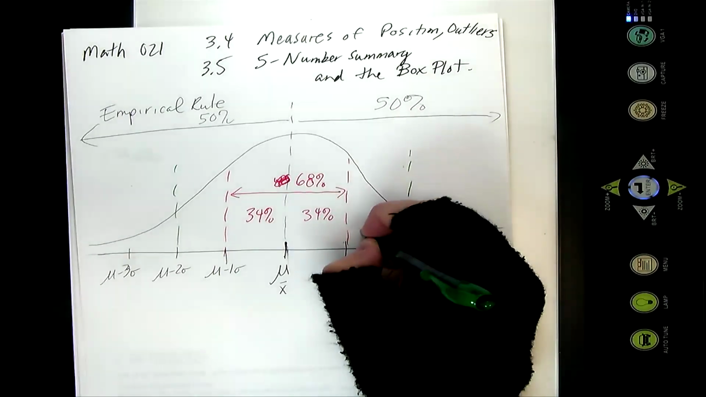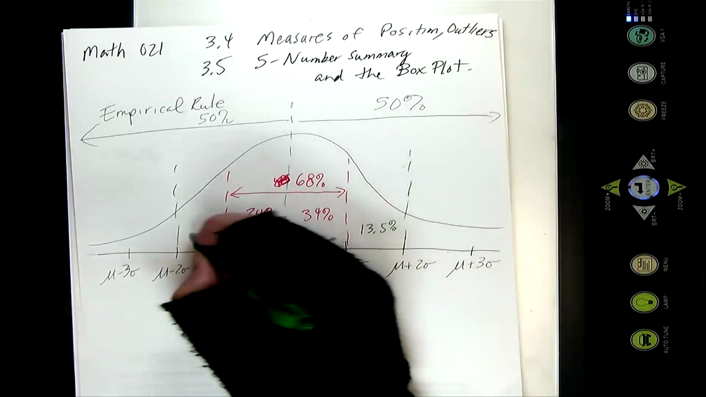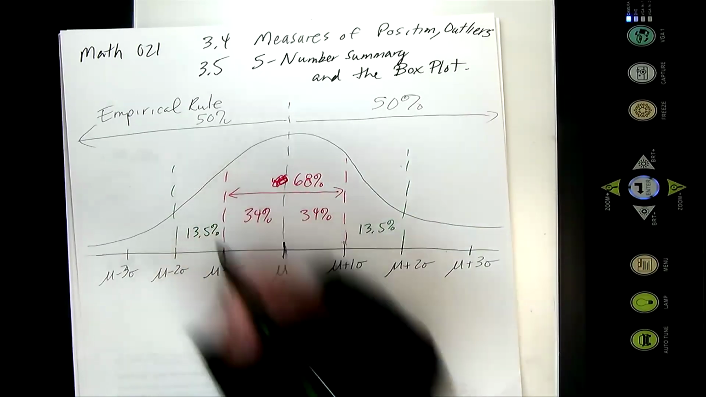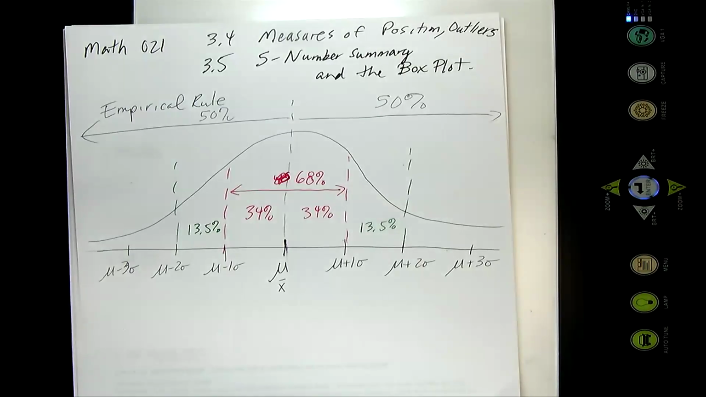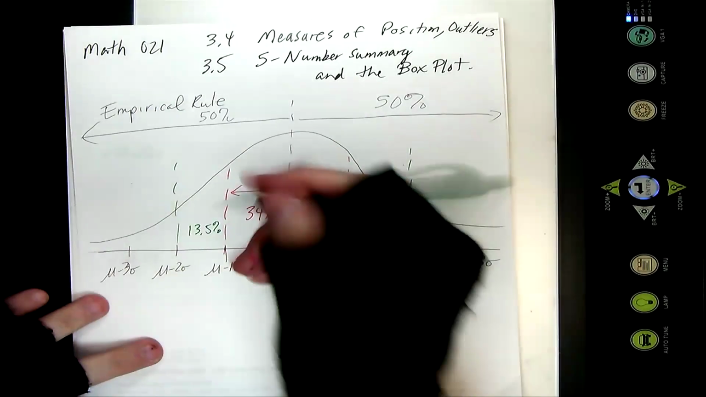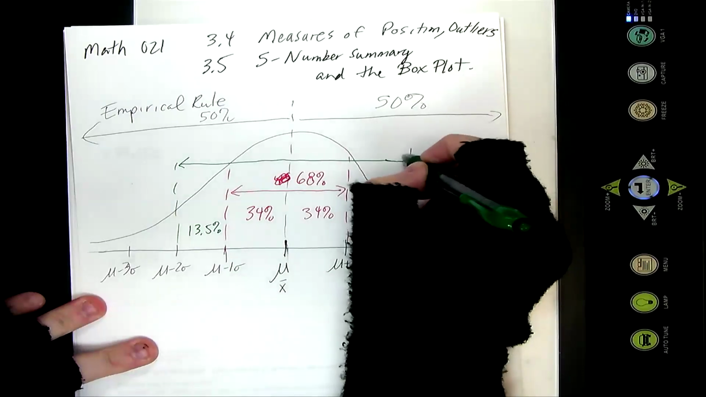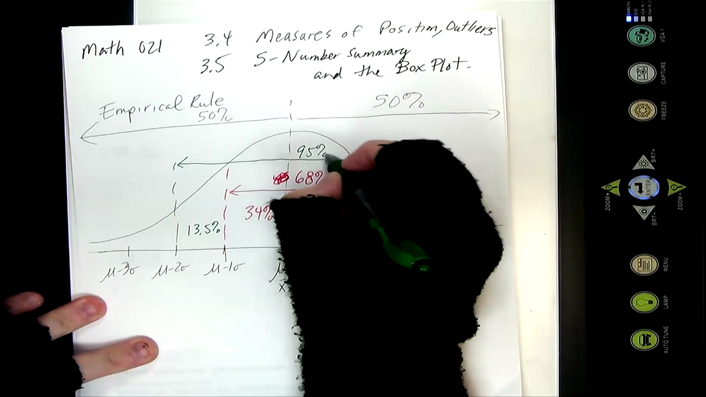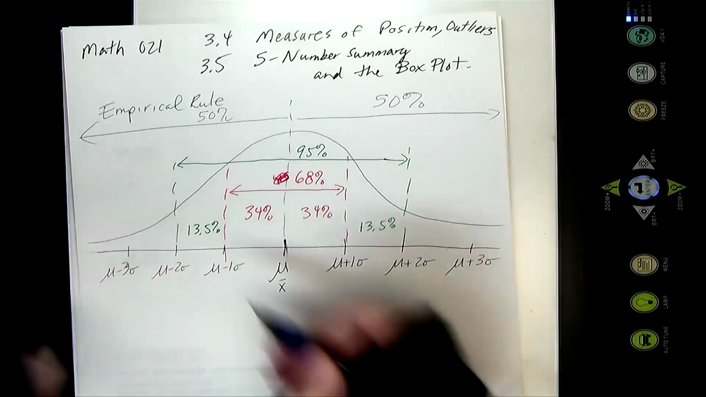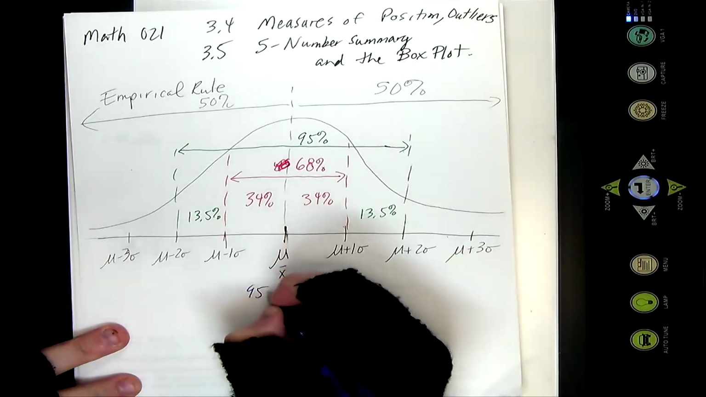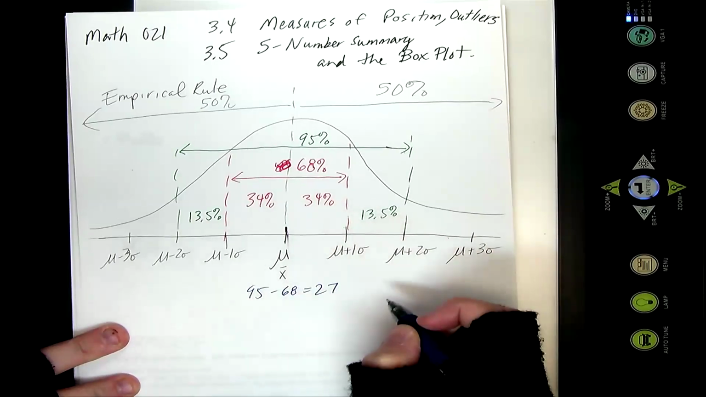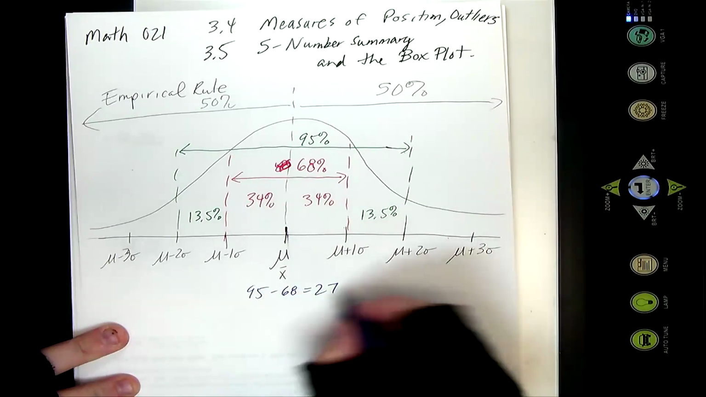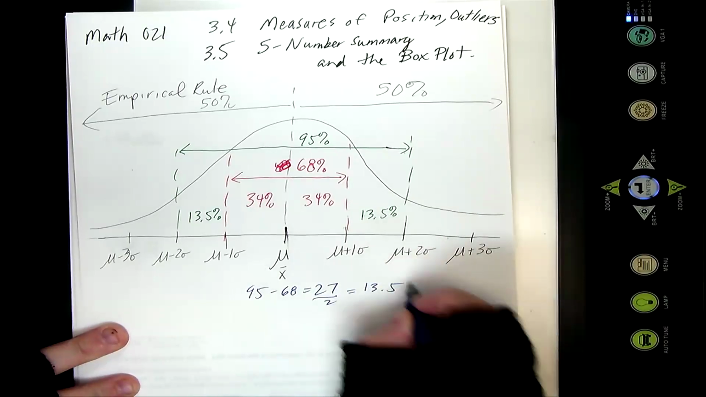Going left or right again is 13.5%. To be honest, the way I remember it, I don't remember the 13.5%. I remember that between the left and right one here is 95%. And this is what I do: I say 95 minus 68 gives me 27. And if I divide 27 by 2, I get 13.5. That's how I remember it.